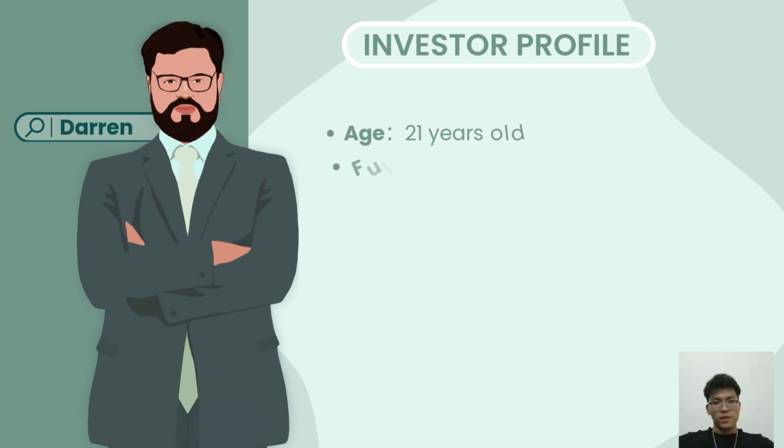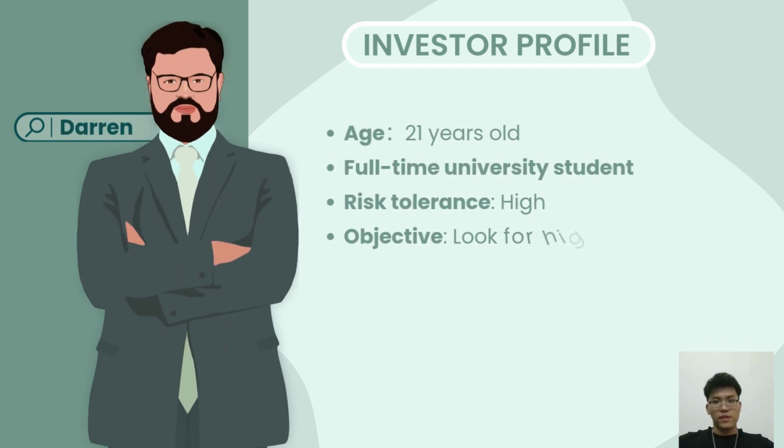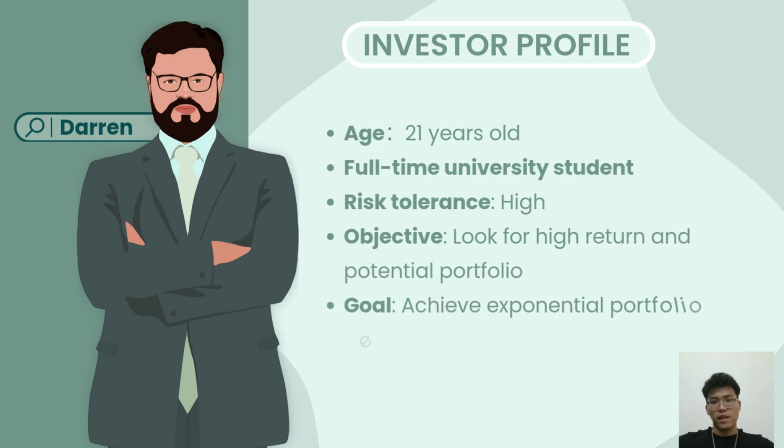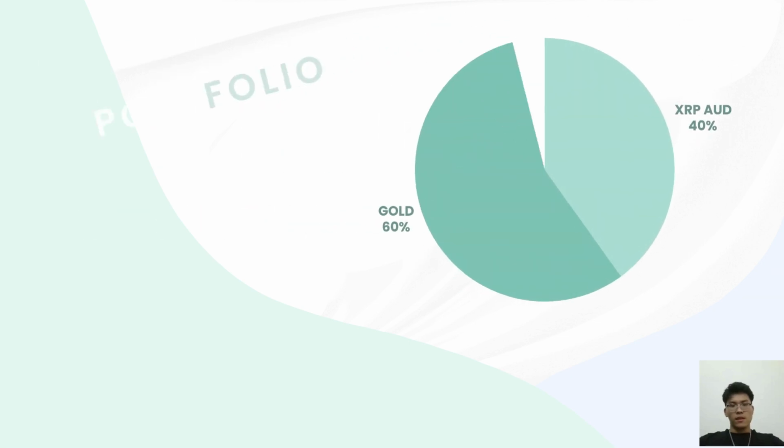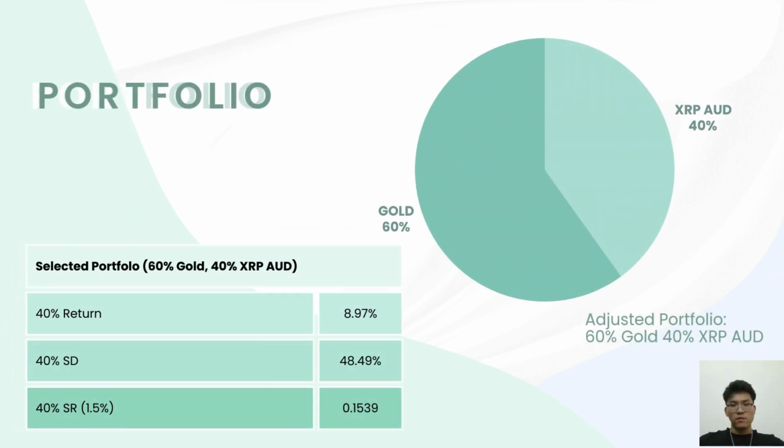I'm Darren, a 21 year old full-time university student. As a high-risk tolerance investor, I can afford a high risk to look for high returns and a high potential portfolio. My primary goal is to achieve exponential portfolio expansion. I can see the points of Winnie's portfolio, which is looking for steady returns. But based on my risk tolerance, I constructed a portfolio made out of 60% gold and 40% XRP, using the data from 2018 onwards.